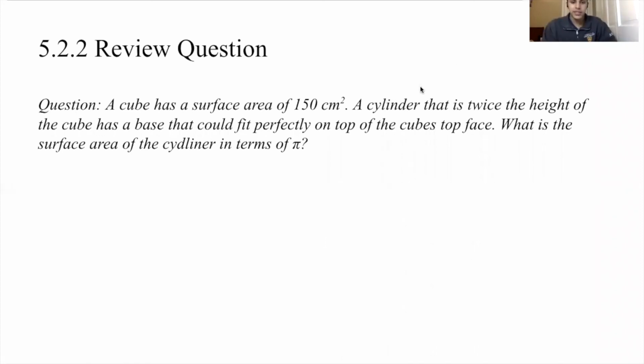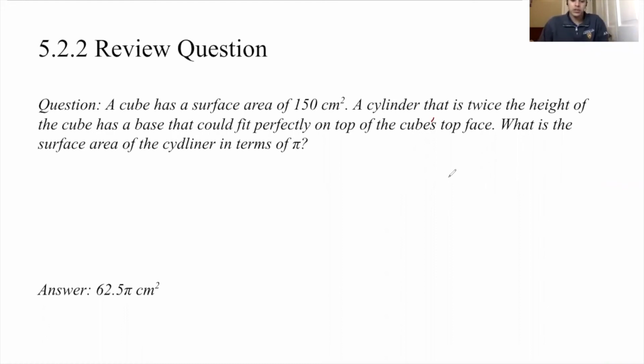All right, so the correct answer to this question was 62.5 pi centimeters squared. All right, so let's read the question. It says a cube has a surface area of 150 centimeters squared. A cylinder that is twice the height of the cube has a base that could fit perfectly on top of the cube's top face. And there should be an apostrophe here, I just realized. What is the surface area of the cylinder in terms of pi?